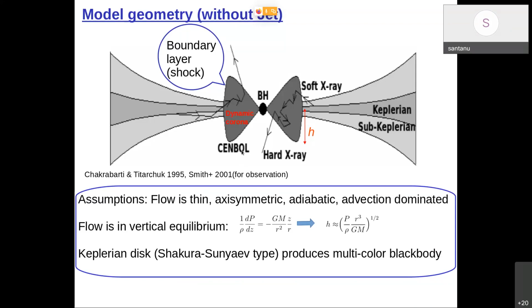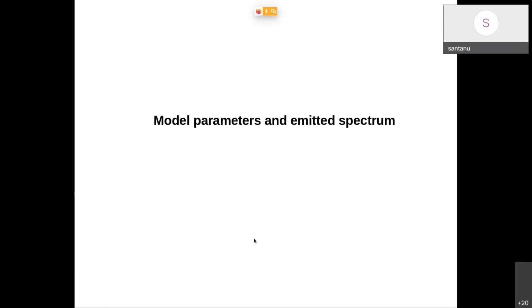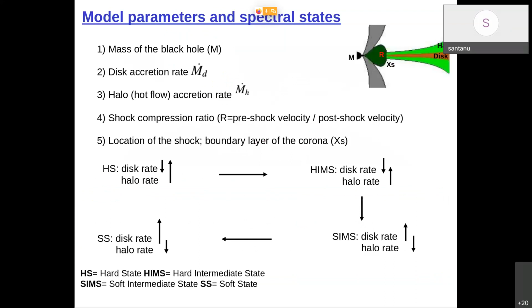So the full form of Sen ball is centrifugal pressure supported boundary layer, and the height of the corona is estimated from the pressure balance, or we can say the balance of the vertical radiation force and gravity. This Keplerian disk is basically the source of soft photons. Now in our model we will see what the model parameters are and how the spectrum looks. So this is basically the geometry.